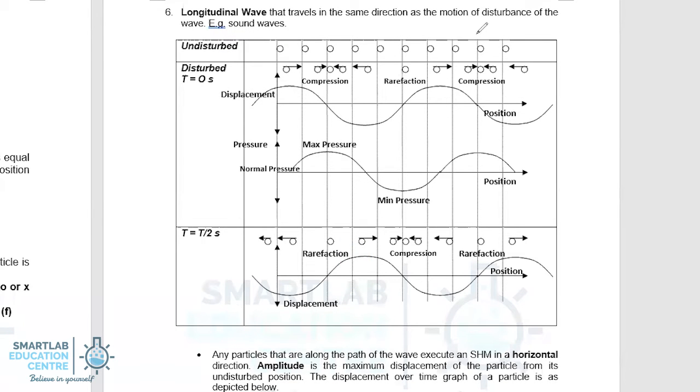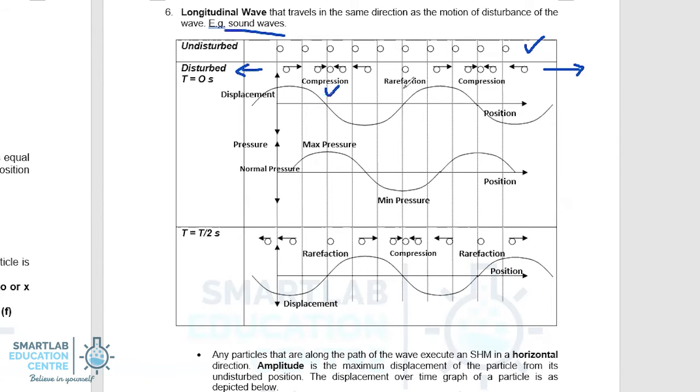Let's now take a look at the longitudinal waves. Specifically, a good example is that of sound waves. In the case of sound waves, initially when undisturbed, the particles are in these positions. Subsequently, they could be moving towards a point or away from a point. The direction of travel could be in this direction, from left to right or right to left.